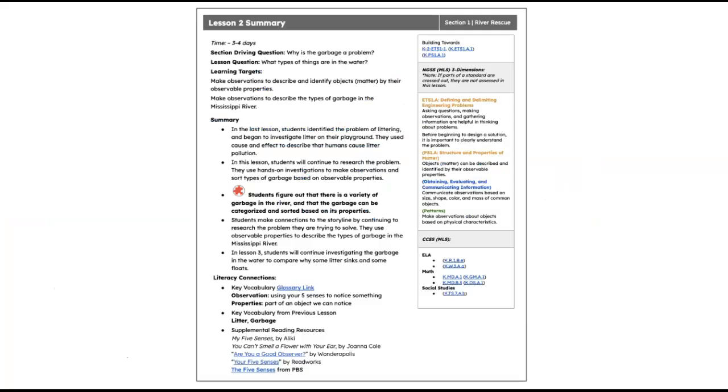There are several opportunities for ELA, math, and social studies cross-curricular connections throughout the lesson. You can look for specific standard connections in the Unit 4 teacher guide. This lesson will take approximately 3 to 4 days to complete.